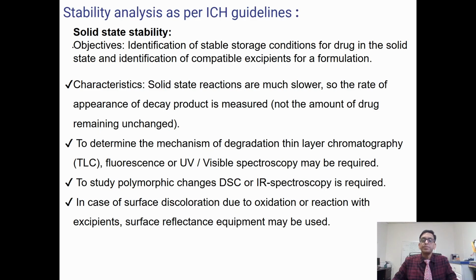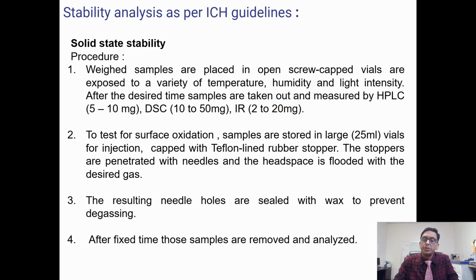To determine the mechanism of degradation, thin layer chromatography, fluorescence or UV visible spectroscopy methods can be adopted to understand how the solid state stability is going on. To study polymorphic changes, DSC or differential scanning calorimetry or IR spectroscopy can be used to understand the solid state stability pathway. In case of surface discoloration due to oxidation or reaction with the excipient, surface reflectance equipment may be used.